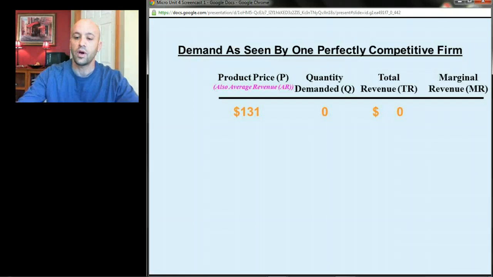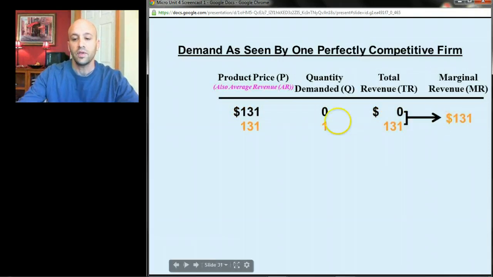Well, starting off with a quantity of 0, if you sell 0 units at a price of $131, total revenue will be 0, 0 times 131. Marginal revenue is irrelevant at this point because it's a change figure and we haven't changed anything yet. So let's go to our first unit. If we sell 1 unit at, again, a price of $131, total revenue would be $131, which would be $131 more than selling 0 units. This change in total revenue is equal to marginal revenue.